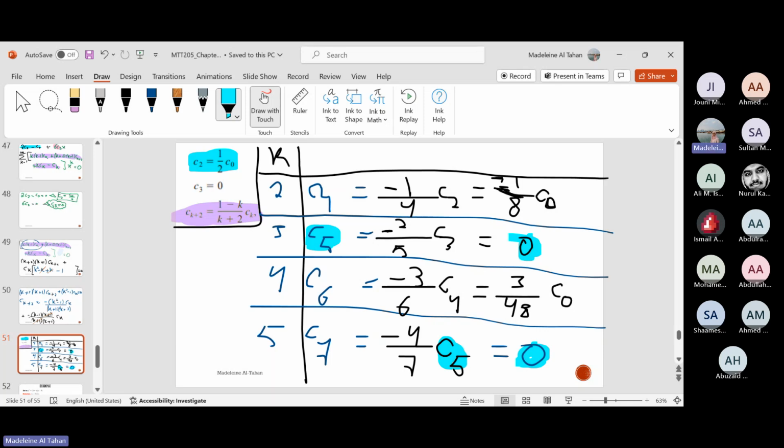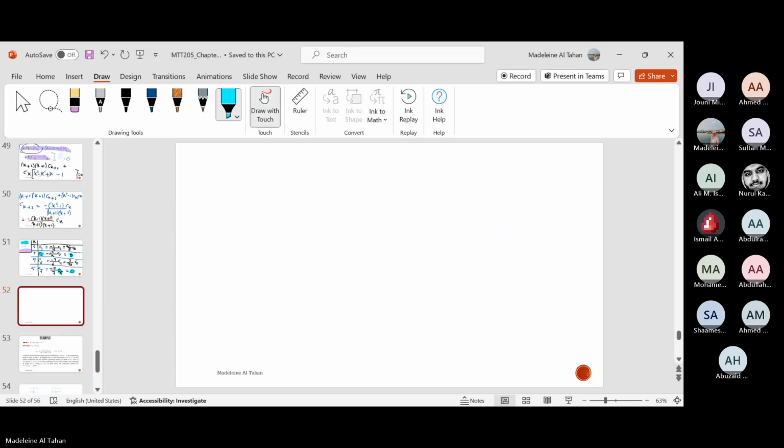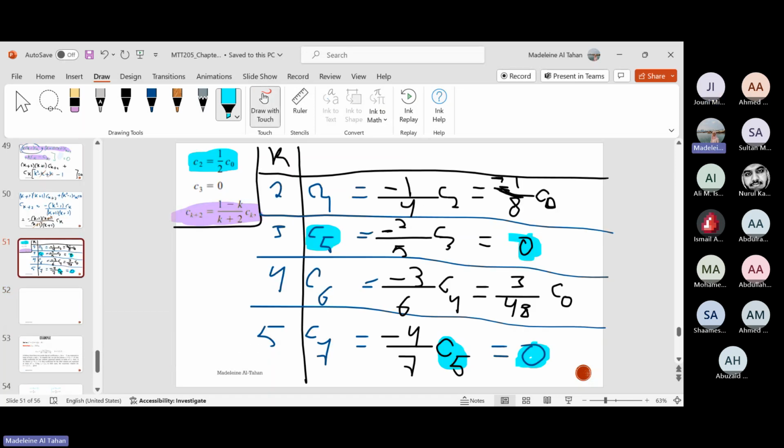Miss, we did not get any C1. What should we do? Do we need to continue? Miss, even if I continued, try C8. Okay, C8 at K equals 6, it will be in terms of what? C6, and C6 is in terms of C0. So here, either I'm getting in terms of C0 or I'm getting 0. Will I get C1? No. So it's okay to stop here.